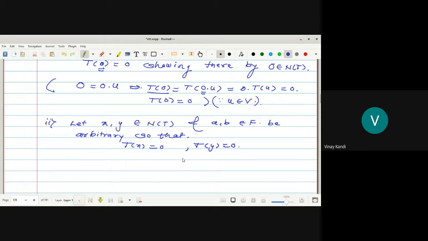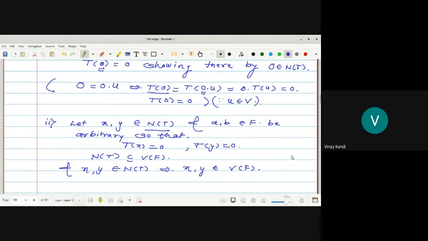Okay, now we know that N of T is a subset of the vector space V over F, and we have x and y belonging to the null space N of T. So this implies N of T is contained in V over F, and x and y are two elements belonging to V over F.